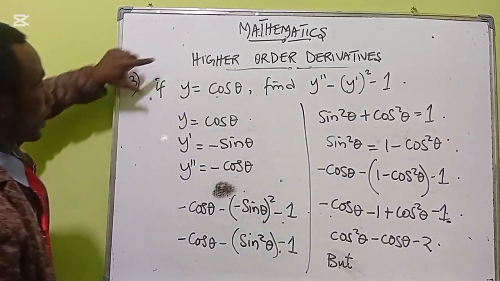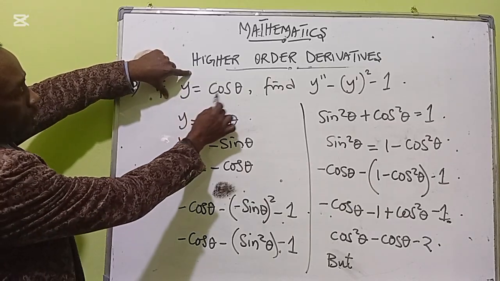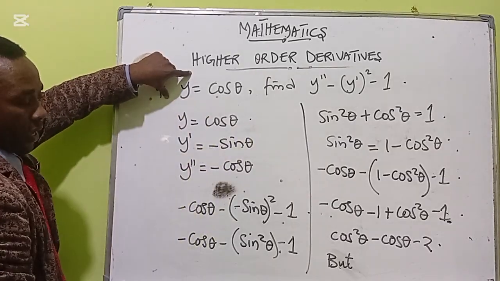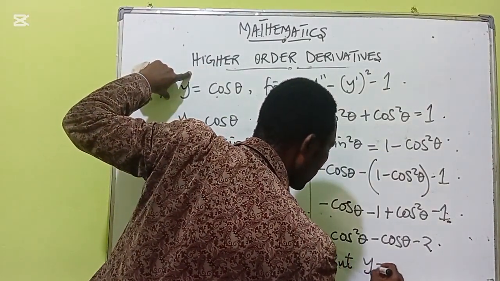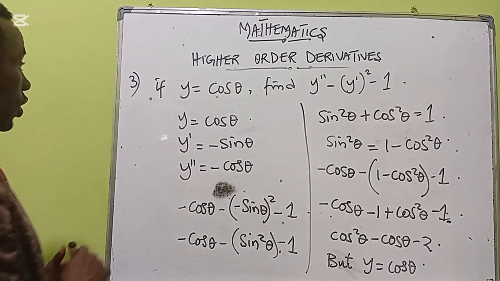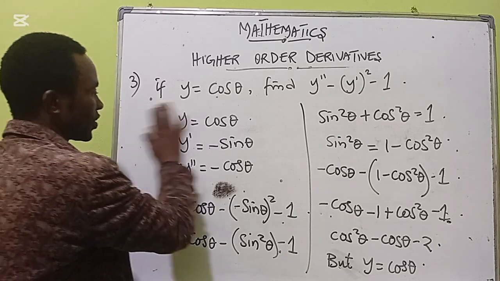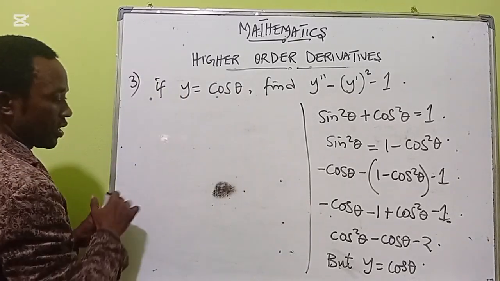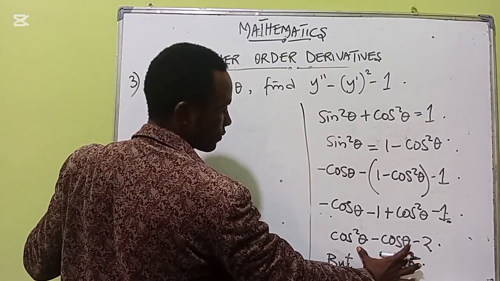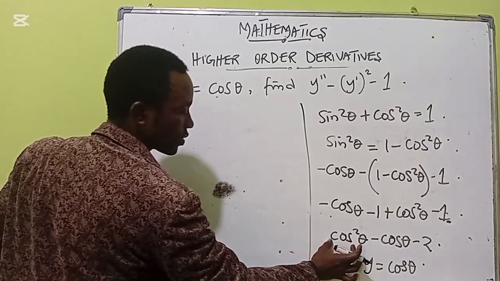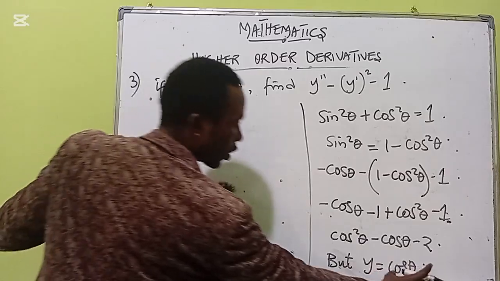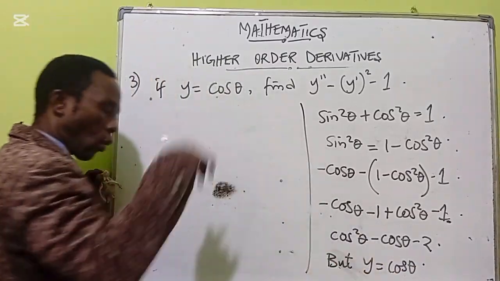But from the equation they gave us, look at the equation. Anywhere you see cos theta, you should put y. So remember, cos theta represents y. If y is equal to cos theta, then it is easier for us to say that instead of cos square theta, we put y square. Because cos theta is y, then cos square theta is y square.